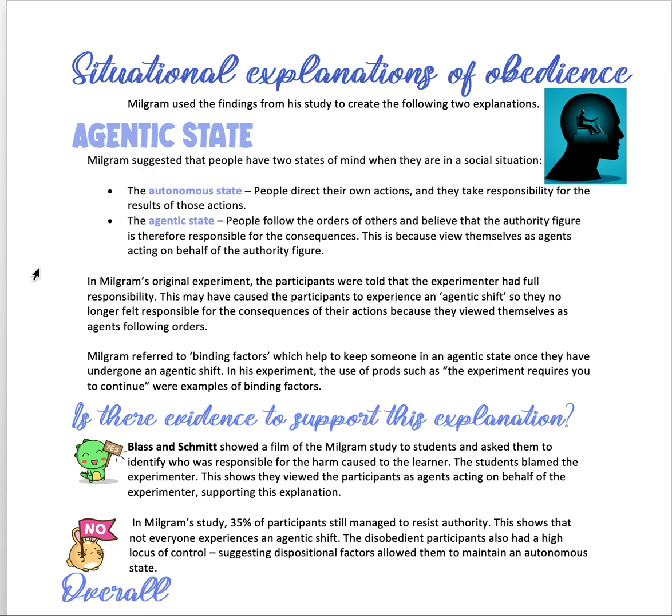Is there evidence to support this explanation? So Blass and Smith asked students to watch the experiment, and they were asked who was responsible for the electric shocks, and they all said it was the experimenter. So the idea that we as a society perceive authority figures as the people that should be held accountable for the actions rather than the people that followed their orders.